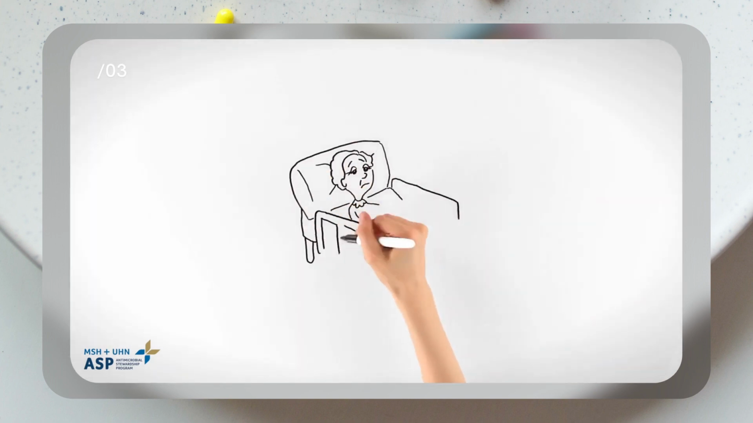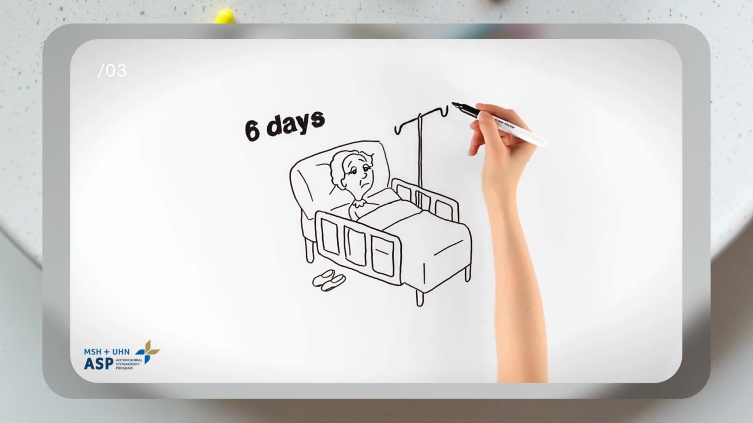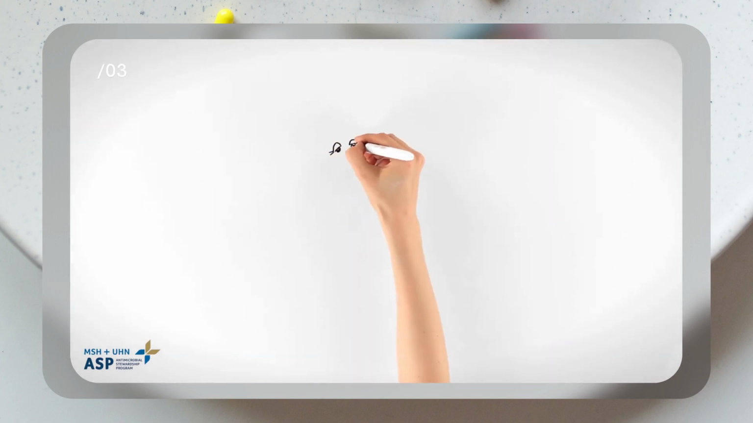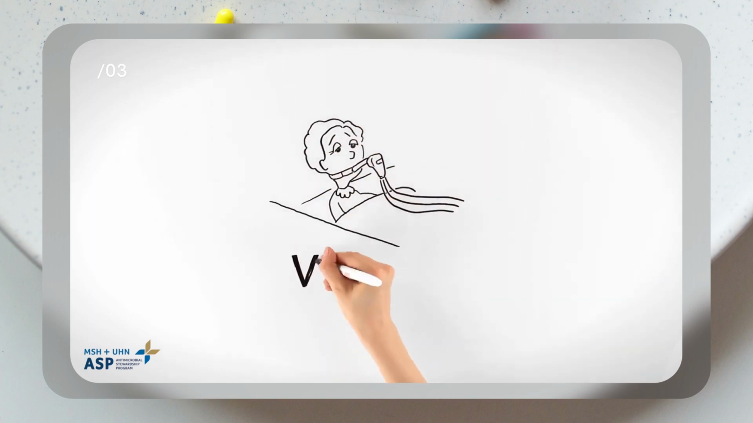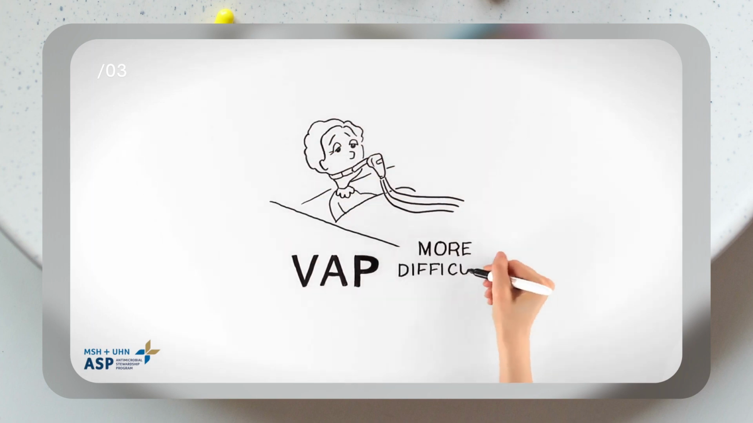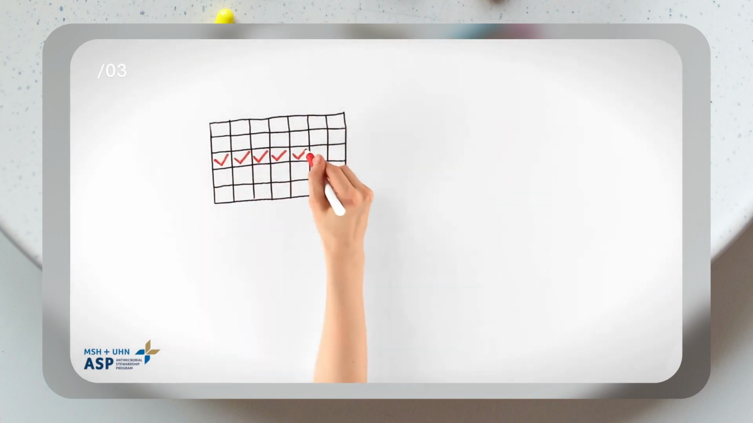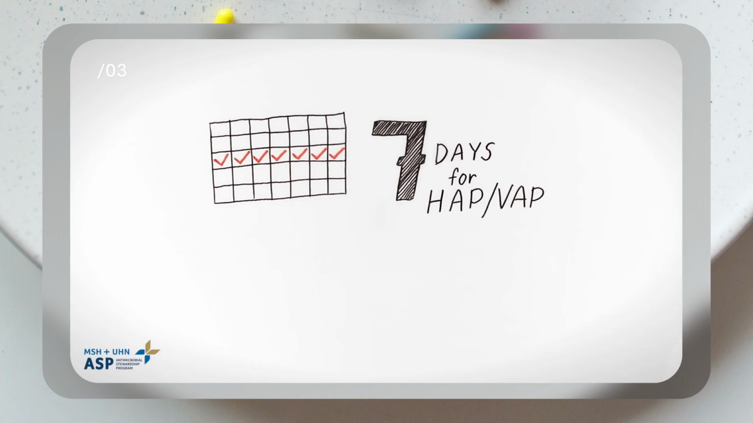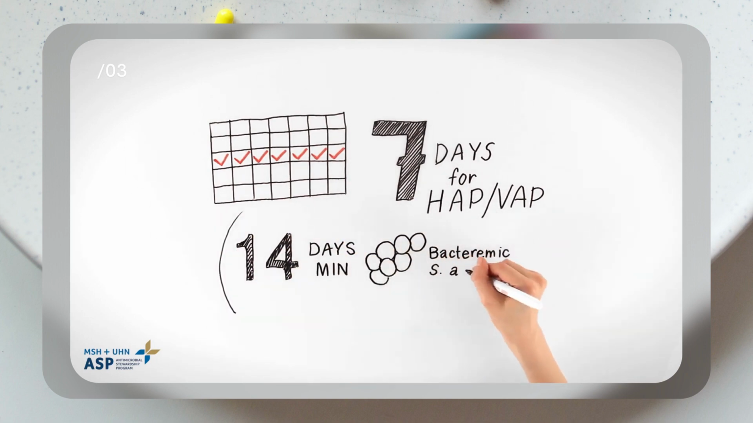Our patient, AH, was admitted from home for 6 days, and she hasn't been on antibiotics during her admission. However, if she had been intubated since admission, she would be considered a VAP and at risk of infection with more difficult-to-treat bugs. 7 days of antibiotics should be sufficient to treat most cases of HAP and VAP. 14 days minimum is recommended to treat bacteremic Staph aureus pneumonia.